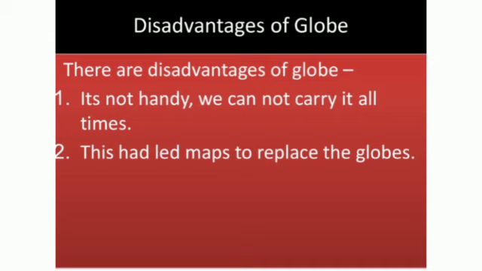Disadvantages of the globe. It is not handy. We cannot carry it at all times, and this is the main reason why maps are made. This has led maps to replace globes. Also, we cannot see the entire Earth at a single time. On the globe, we can only see half of it at a time. The Earth is very big and globes are small. This is why globes do not show places in great detail.